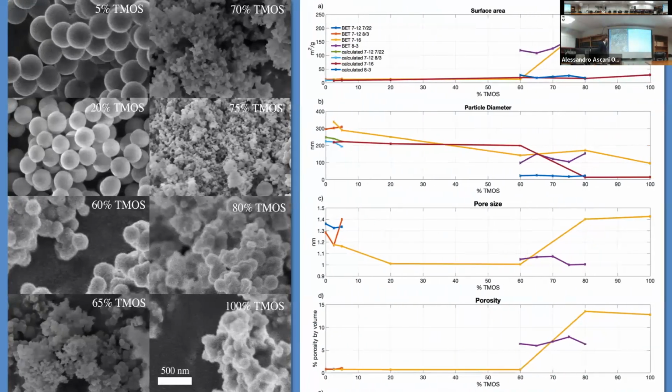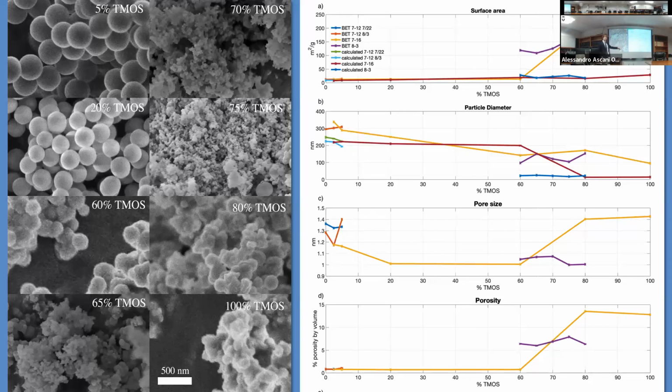Looking at some more data, since we cannot rely only on SEM images, we looked at the surface area and the porosity of the particles, as well as pore size and particle diameter. And the data is confirming basically what we just said. So the particles are basically the same size until 60%. They have the same surface area, and the porosity is basically zero until 60% TMOS. After this, there's a sudden increase that peaks at 75% in the surface area and porosity.